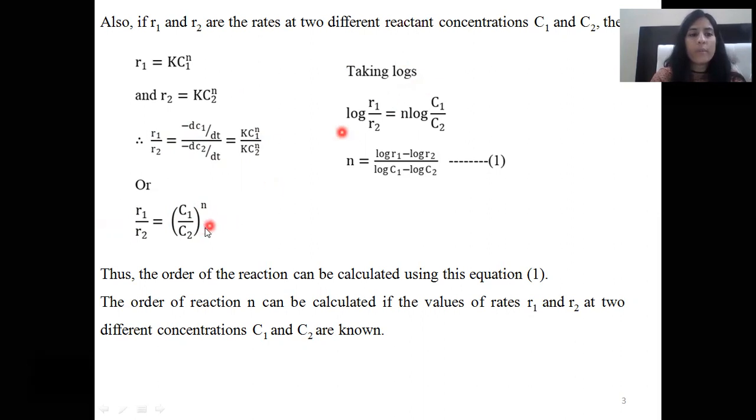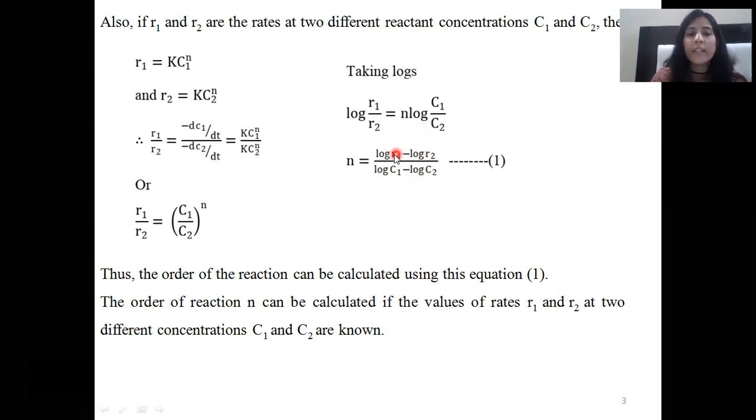Now taking log on both sides, we get log of R1 by R2 is equal to n log of C1 by C2. We know that log of m by n is equal to log of m minus log of n. So it becomes log of R1 minus log of R2, and log of C1 minus log of C2. On solving this, we get n is equal to log of R1 minus log of R2 upon log of C1 minus log of C2. This order of reaction, that is n, can be calculated if the values of R1 and R2 at two different concentrations are known.